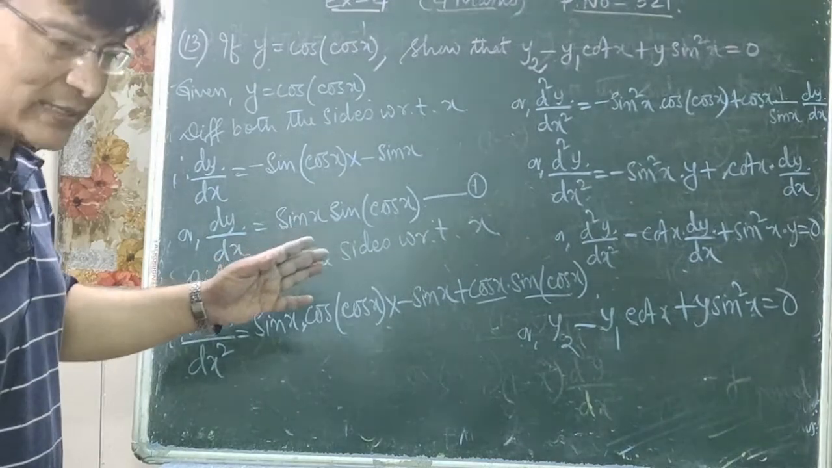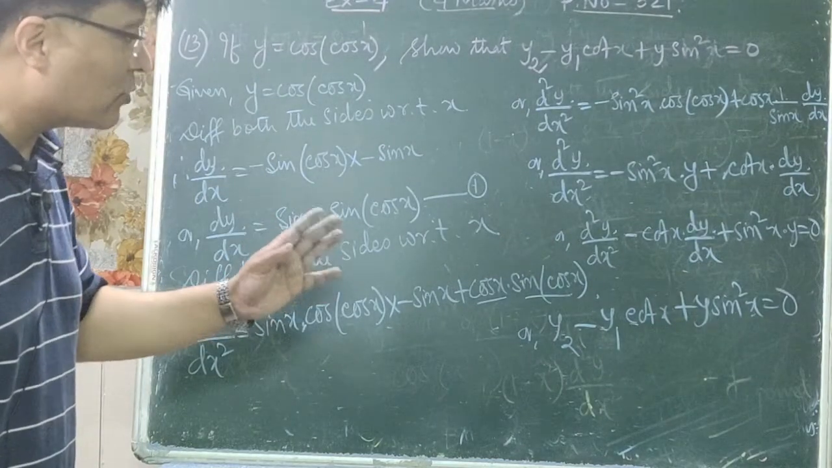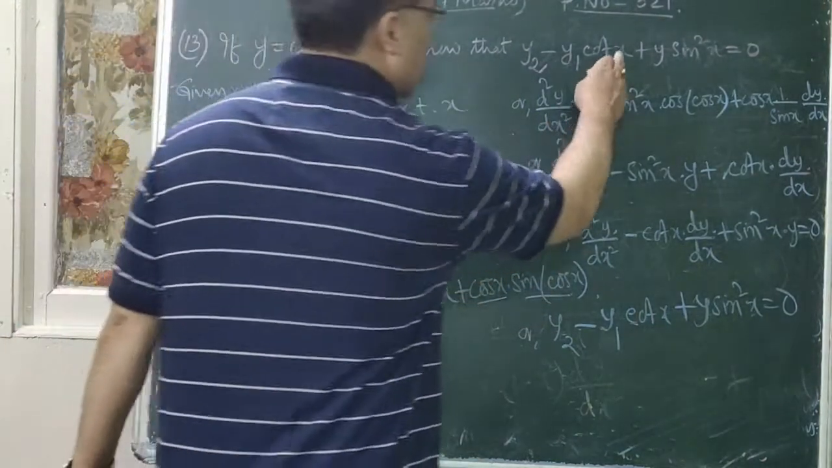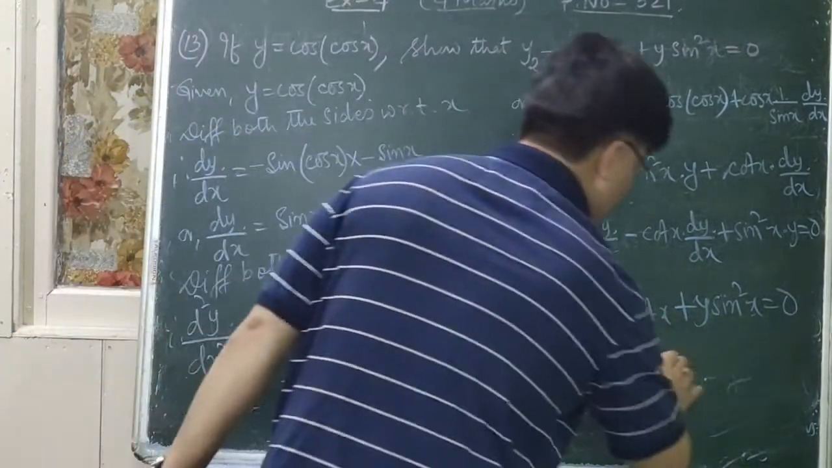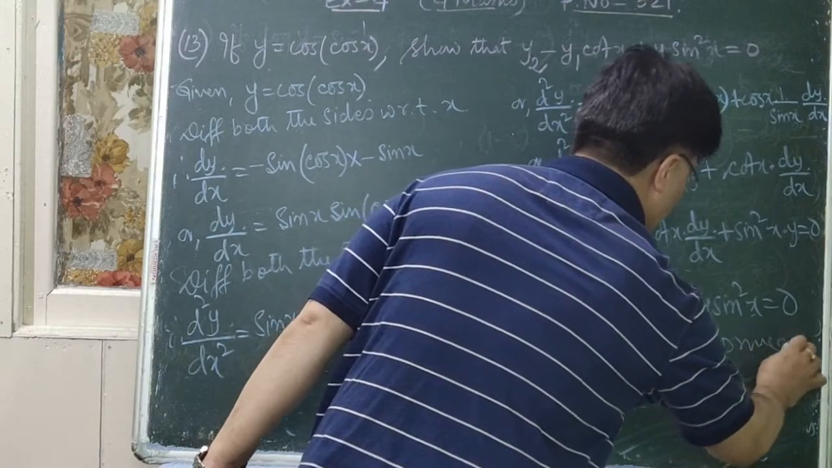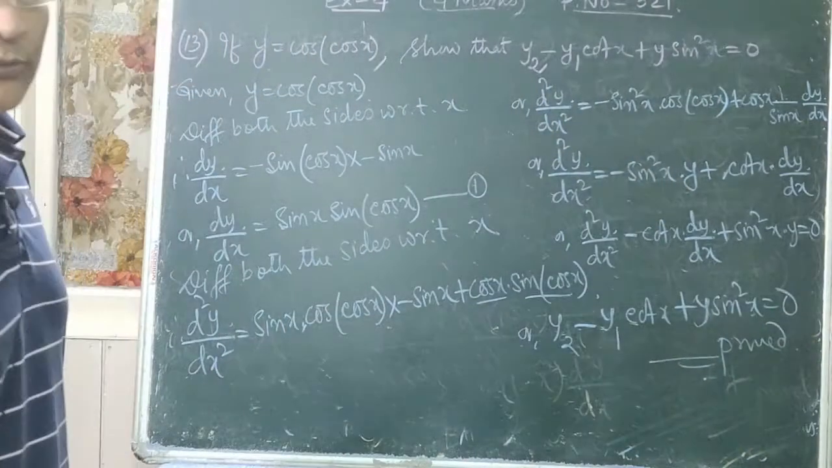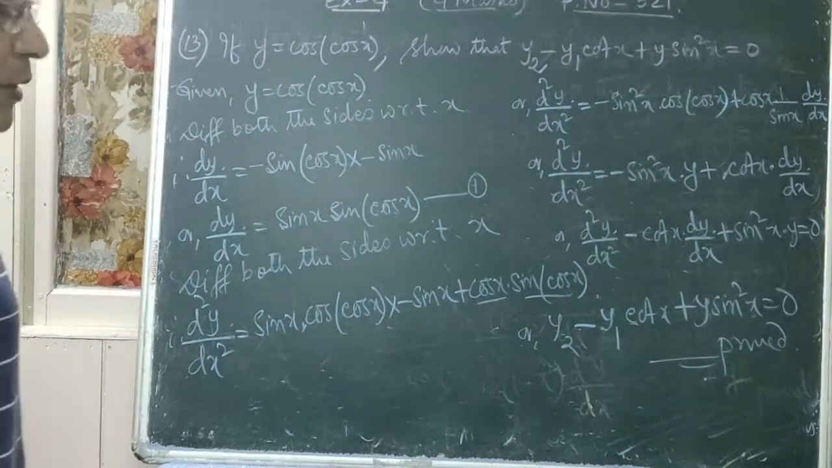That is, we proved that y2 minus y1 cot x plus y sin square x is equal to 0. So we have proved this relation. Okay, so let us write here proved. So is that understood now? So now we'll do the next question.